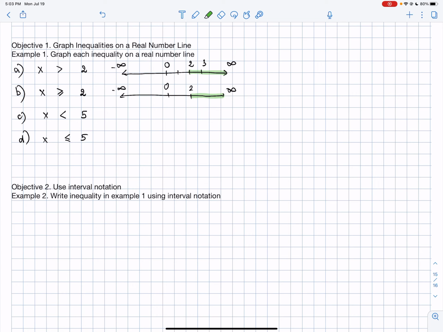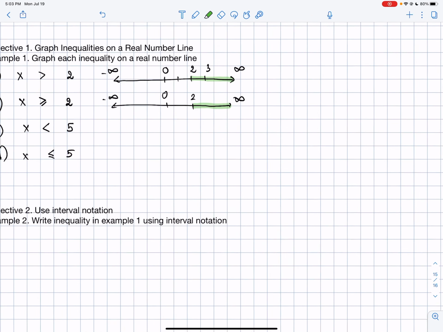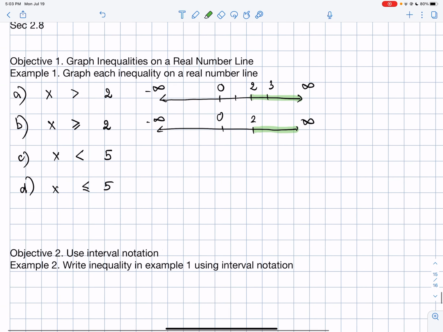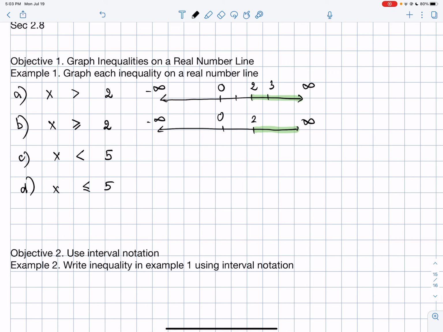So we need a notation to represent the difference between it's okay to be equal to 2 and it's okay to be not equal to 2. For the first one, we will use the parenthesis. This means not including the 2. And we will use the bracket. This means including the 2.